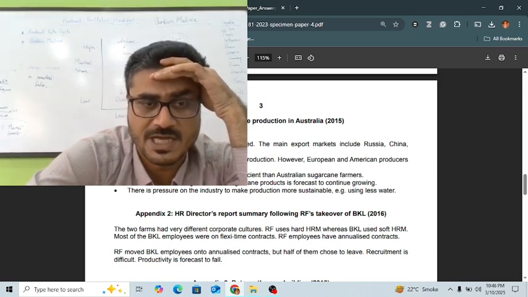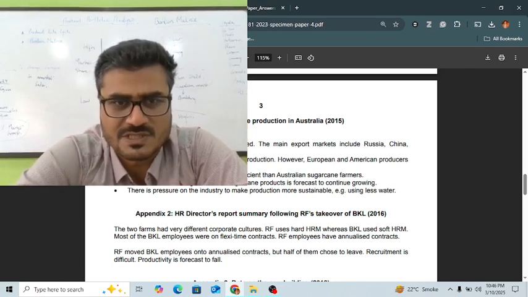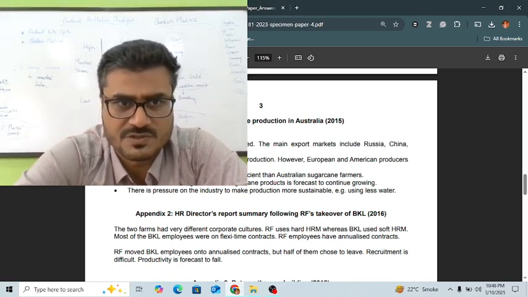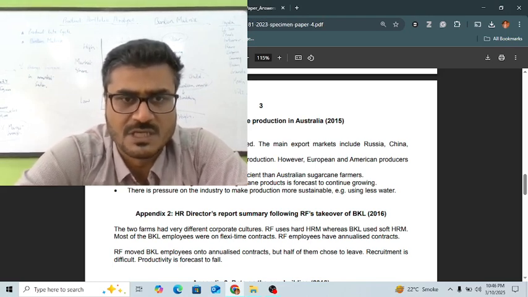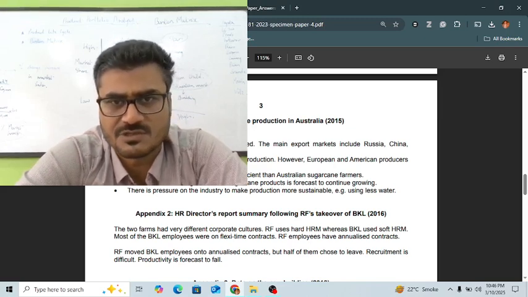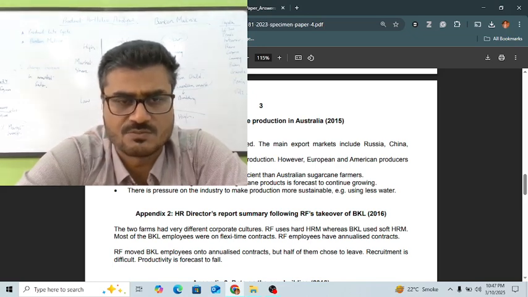So, what effect would it have on further growth of sugarcane? You need to analyze that, because there is no subsidy on sugarcane production. However, European and American producers are subsidized. So, obviously, while in competition in future, you may lose your market share. You may lose your export because your country Australia is not subsidizing the production, whereas European and American producers are being subsidized to produce more.